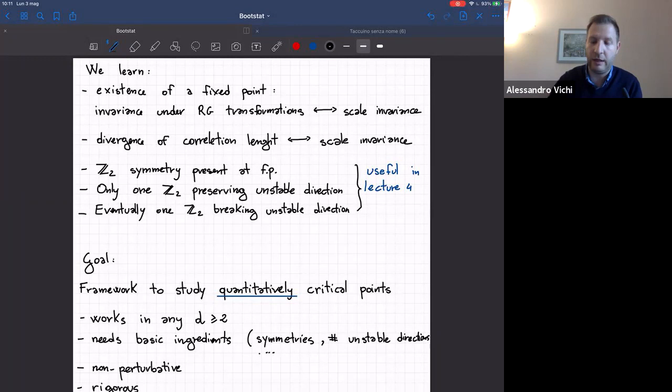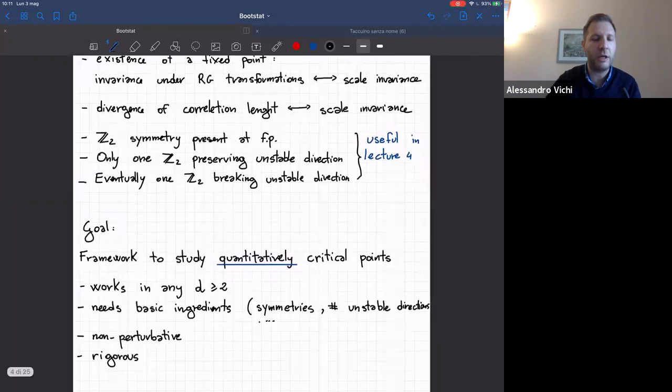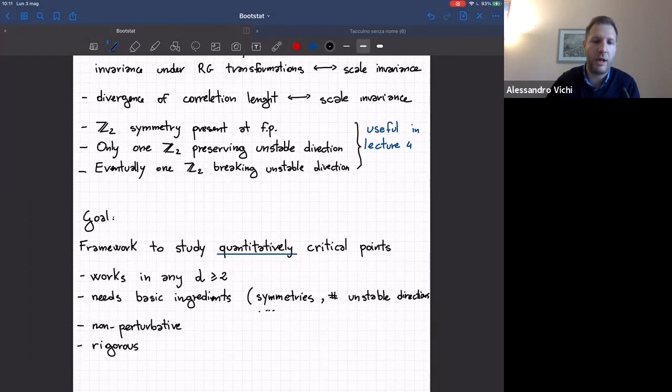In fact, the hope of these lectures is to develop a framework that will allow us to study these critical points, in particular the Ising model, that will be the focus of these lectures, in a quantitative way, which means we don't want to understand just that there is a fixed point, but who knows how it looks like. We don't really want to solve the theory, because solving the theory is very ambitious, but at least be able to constrain the theory in a very precise, quantitative sense, so that you almost solve the theory. You will be able to show that this theory is so rigid, so constrained, that it can only live in a certain region of the parameter space.